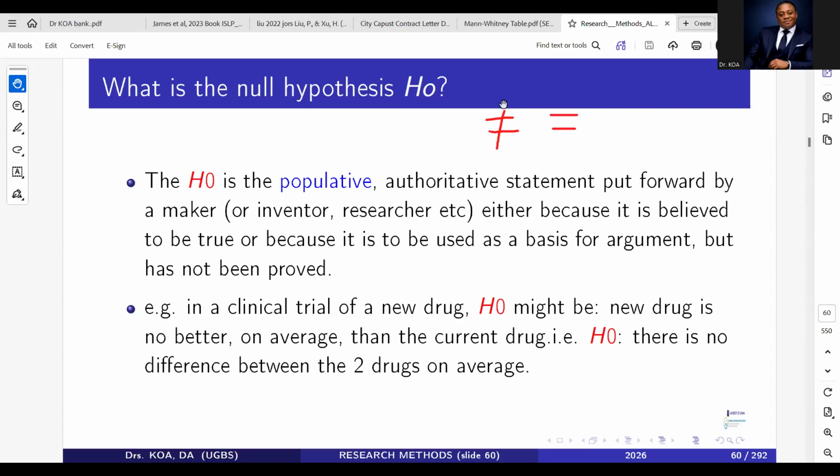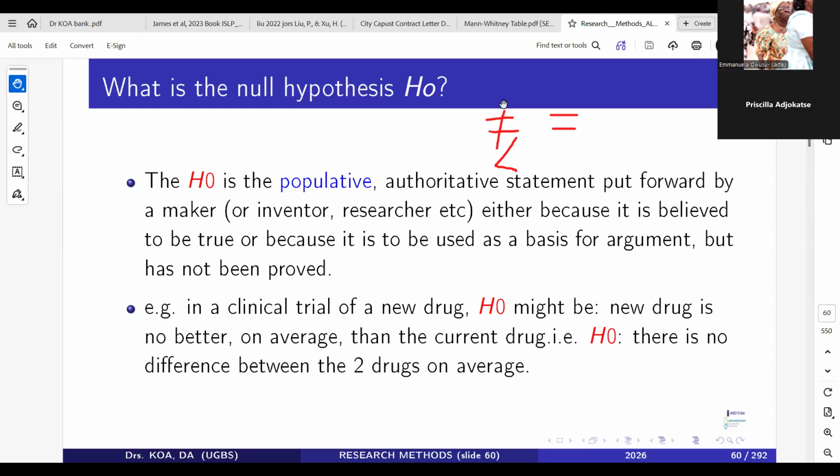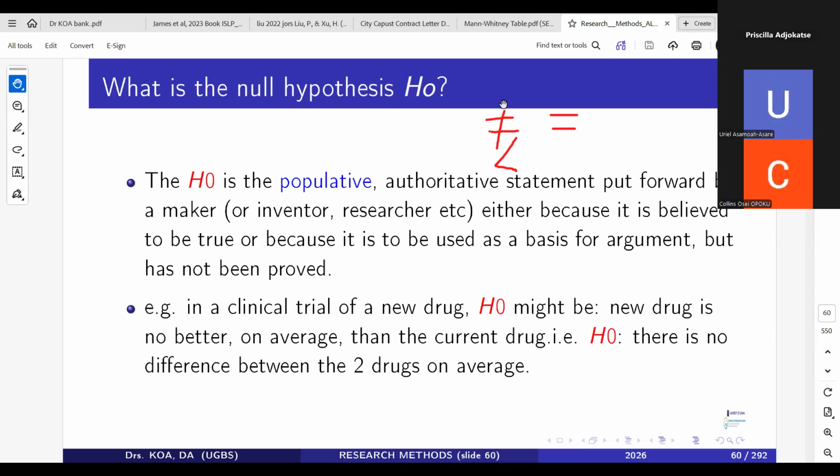Another symbol is less than. What is the opposite of less than? Greater than? That is wrong. Greater than or equal to. Exactly. It will be greater than or equal to.